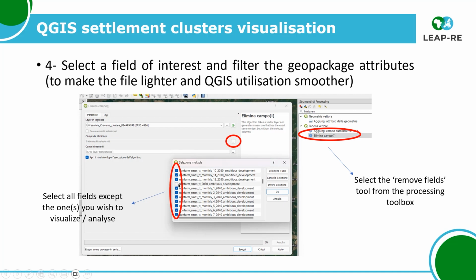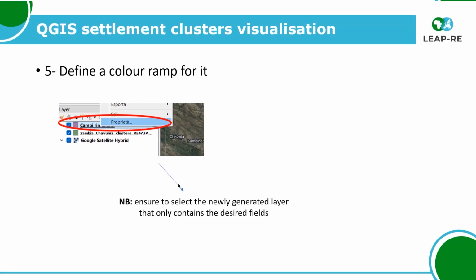And then we will just select out those limited number of fields that instead we would like to analyze and visualize. So here I'm saving the non-farm SMEs total demand in 2030 for the ambitious development scenario, which is my field of interest. By performing this operation and then clicking run, which will take a few seconds, we will come out with a much lighter and manageable file that only contains the clusters and this selected field of interest.